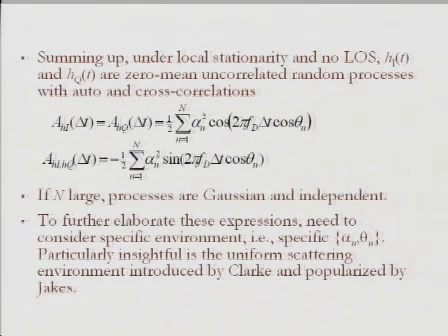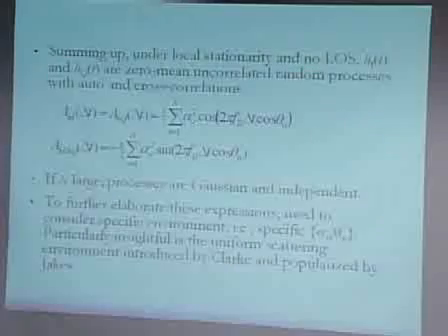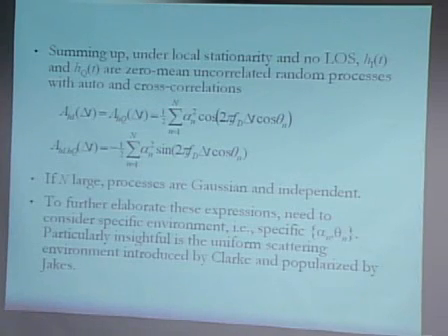We mentioned that if n, the number of terms in the summation, which is the number of multipaths, is large, the h I and h Q are going to be Gaussian random processes, independent. And now to move on and to further elaborate on these expressions, note that these are functions of the alphas and the thetas. So they are functions of the amplitudes and the angles of the multipath components. And so to proceed, we need to postulate values or profiles for these amplitudes and angles to get more specific expressions.